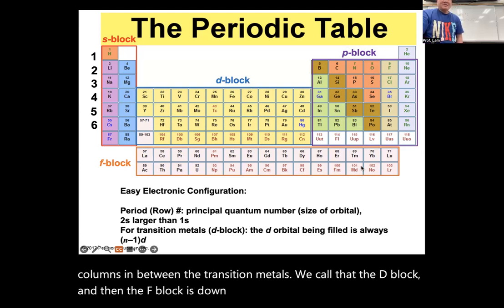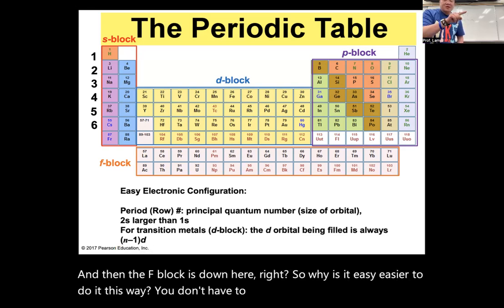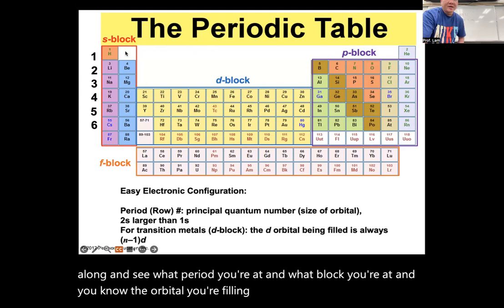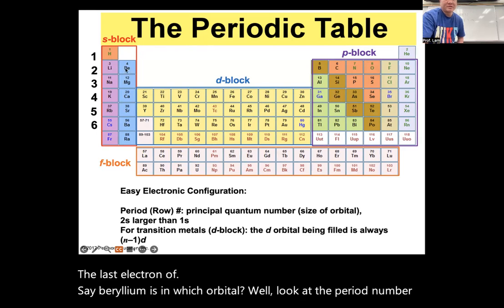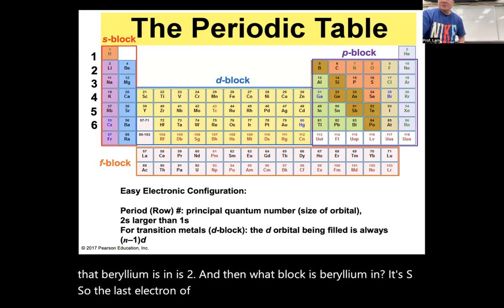Okay, so why is it easier to do it this way? You don't have to memorize. You're just going to go along and see what period you're at and what block you're at, and that's the orbital you're filling. So for example, the last electron of, say, beryllium is in which orbital? Well, look at the period number that beryllium is in. It's 2. And then what block is beryllium in? It's S. So the last electron of beryllium goes into the 2s orbital.